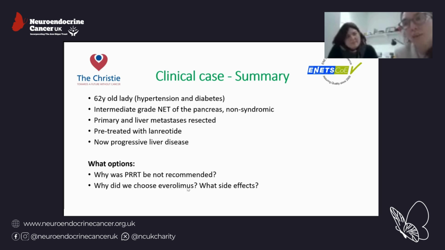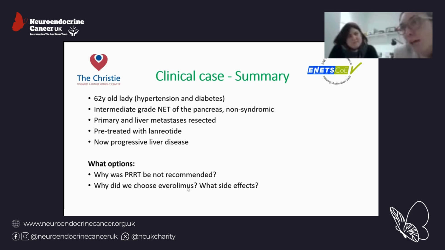Now, between everolimus and sunitinib, the choice is made based on the toxicity profile. Everolimus causes hyperglycemia, so it can make diabetes worse if someone has diabetes, and sunitinib can cause hypertension, so it can make hypertension worse for someone with high blood pressure. This patient actually has both hypertension and diabetes, and both of them are well controlled. So in this case, whether it was everolimus or sunitinib, in terms of toxicity profile and risk, it wouldn't have made a big difference.